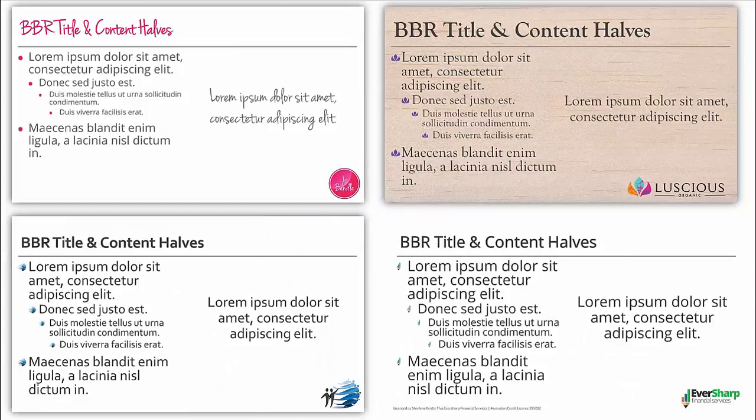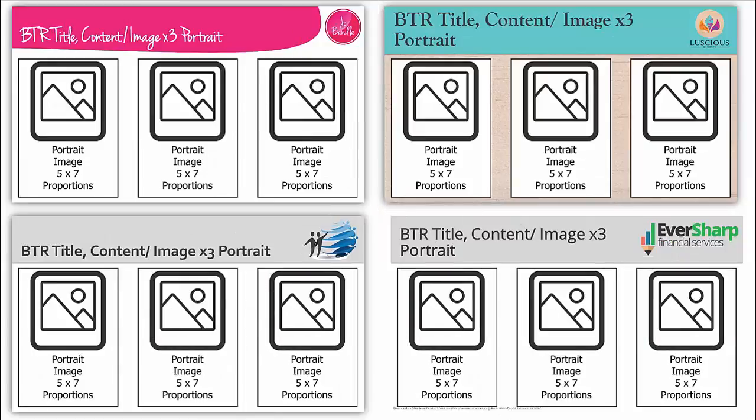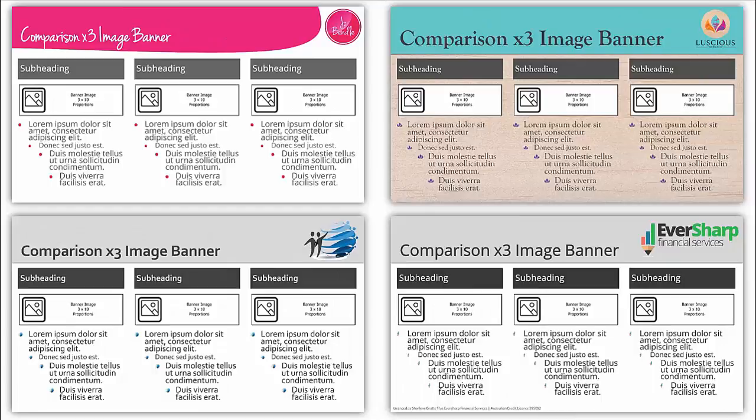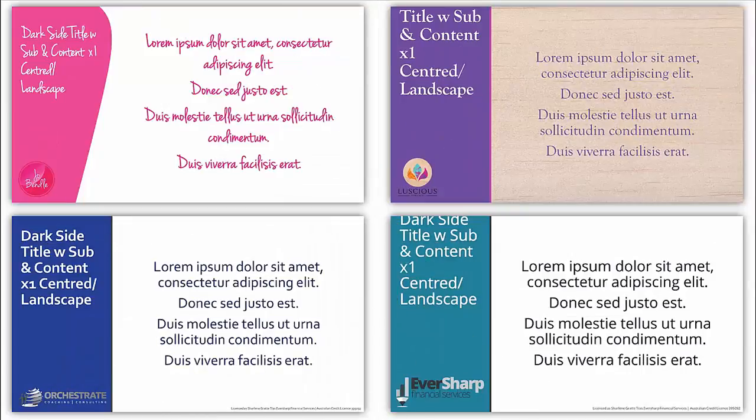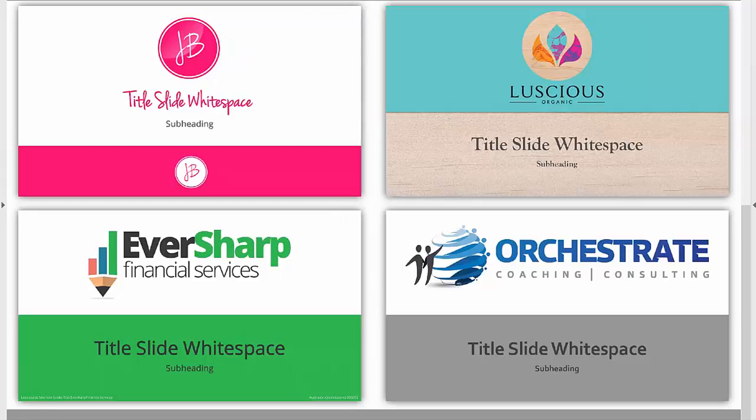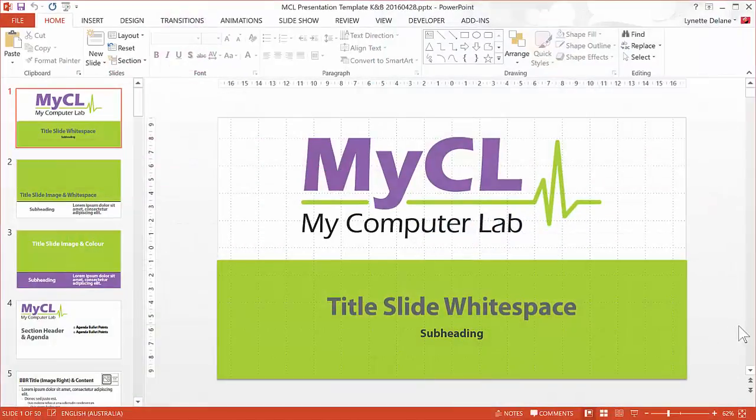You can see that it's roughly the same, but it looks very different once you change the fonts and the colour scheme. So for Luscious Organic, I used a balsa wood background which matched their logo, and I do that on all of the different layouts, so headers and things like that are all matched to the brand. The first thing I'm going to do is show you the 50 layouts.